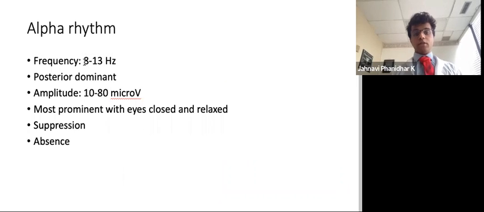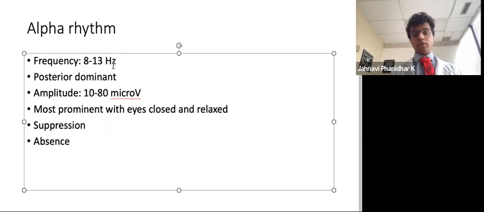The alpha rhythm is the one with a frequency of 8 to 13 hertz. It's posterior dominant, so commonly seen in the occipital area. It has an amplitude of 10 to 80 microvolts, and it is most prominent with eyes closed and relaxed. It can be suppressed with eyes open and when we are asleep. Absence is seen in 2 to 5% of the population, and it's inherited in an autosomal dominant way. And those who are blind from an early age won't have an alpha wave.